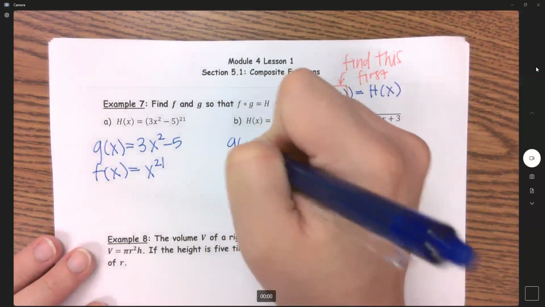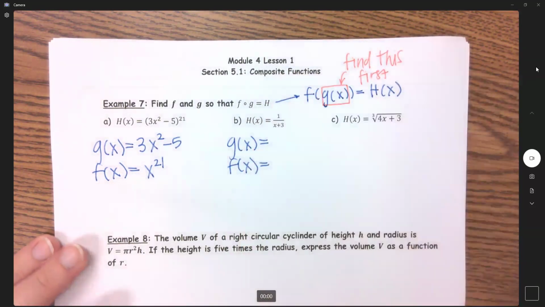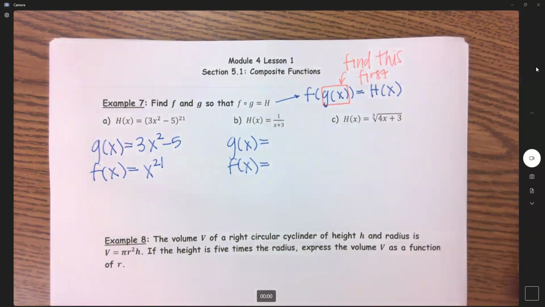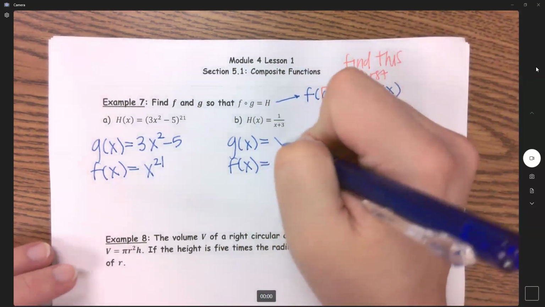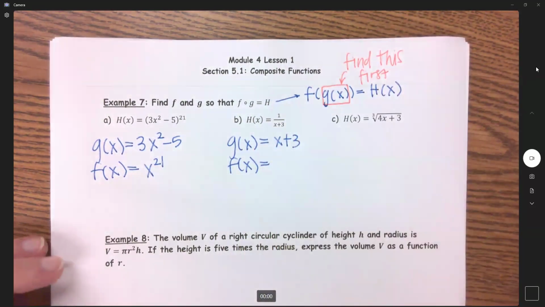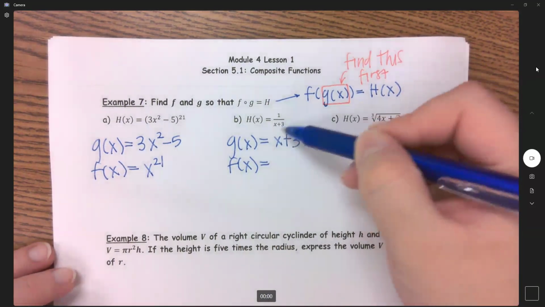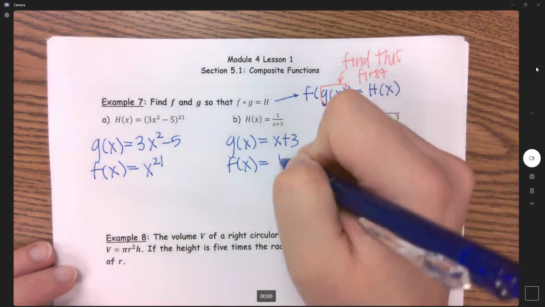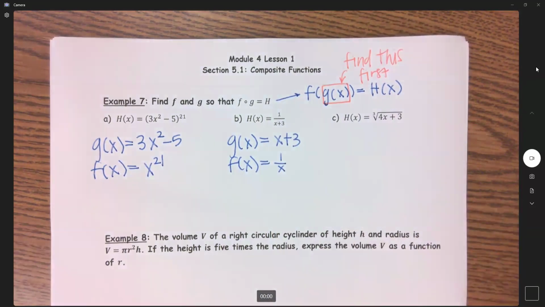So here, we're going to start with our g of x. What's the complicated bit? It's that x plus 3 in the denominator. So if I pull that out and call that my g of x, then what am I left with? If I replace that with x, that's 1 over x. So we have that reciprocal function right there. Okay, pause the video and see if you can do C.